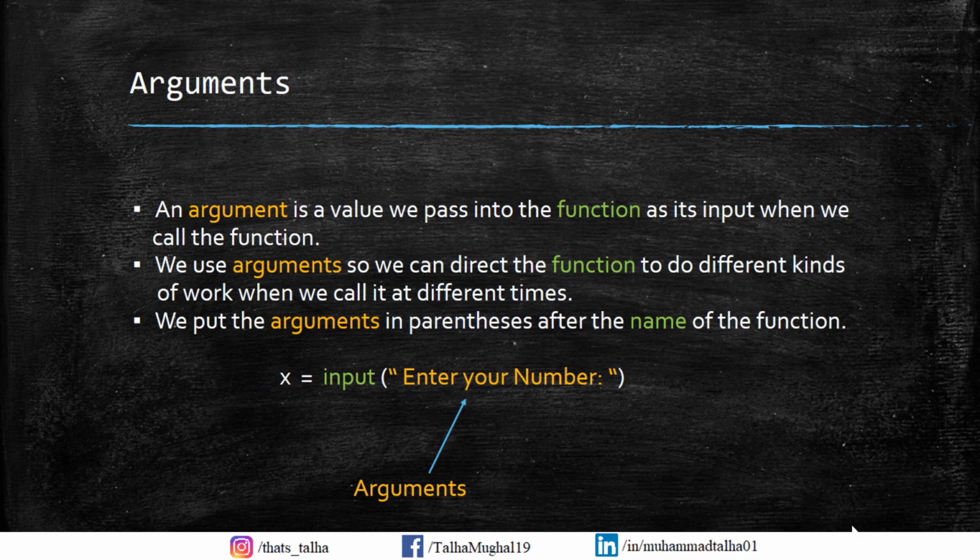An argument is a value that we pass to a function as its input whenever we call that function. We use these arguments so we can direct the function to do different kinds of work when we call it at different times. We can put the arguments in the parentheses after the name of the function. For example, here input is a function and everything that is written inside the parentheses is an argument.